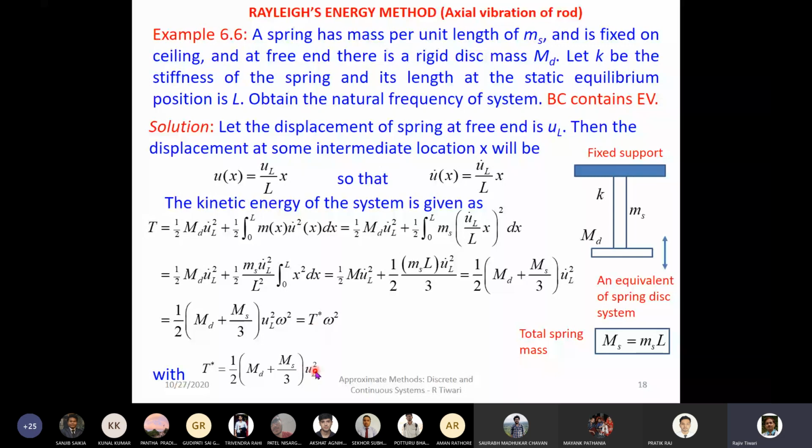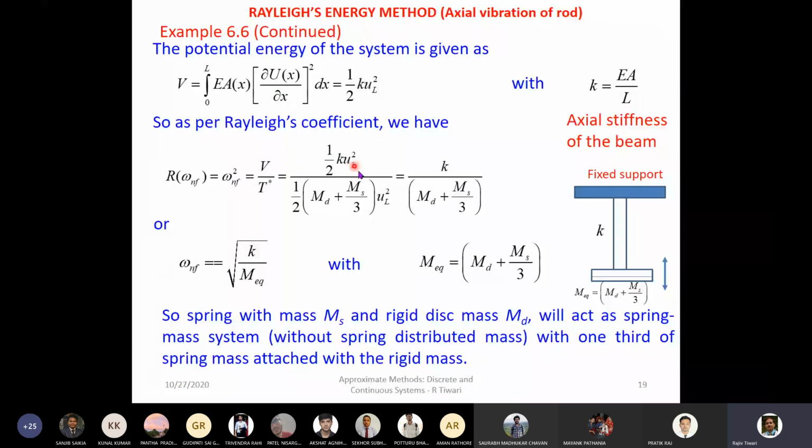Now the potential energy, because the spring stiffness is given, will be just half K ul square, because the maximum extension of the spring is ul, so that much potential energy will be stored. For an axial rod, this is the expression. For a spring, we can have another expression, since the stiffness of the spring is given to us. So the spring will store this much potential energy.